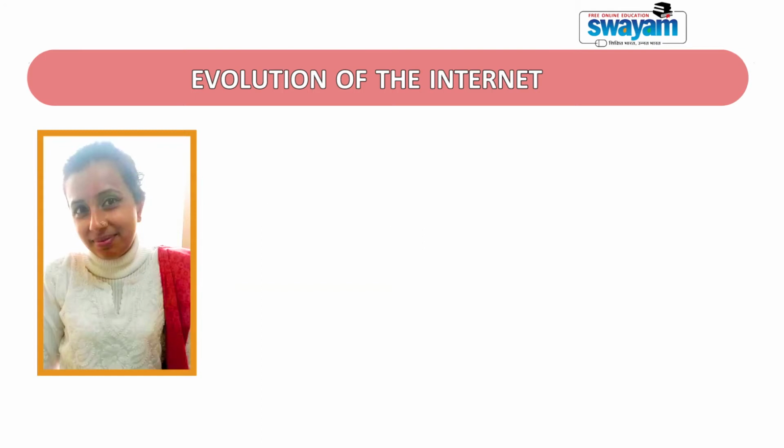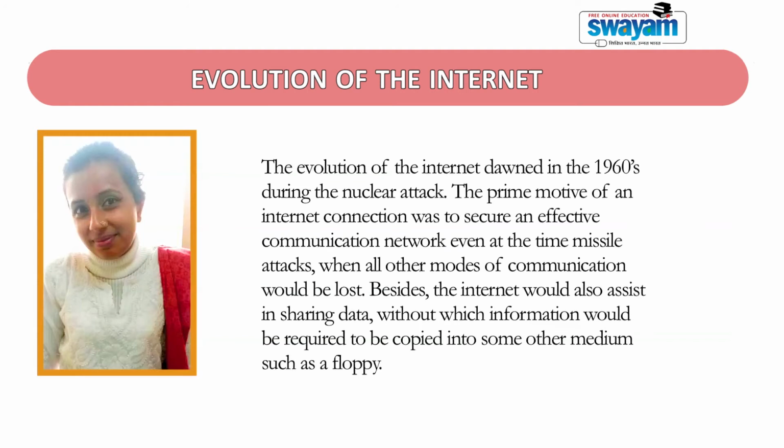Now we would understand the evolution of the internet. The evolution of the internet dawned in the 1960s during the nuclear attack. The prime motive of an internet connection was to secure an effective communication network even at the time of a missile attack, when all other modes of communication would be lost.